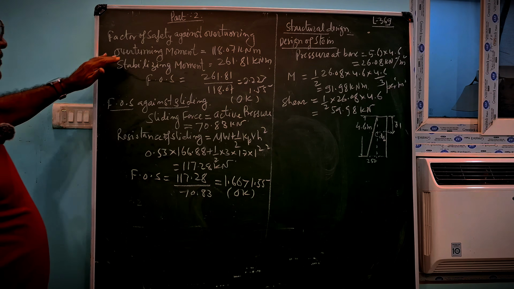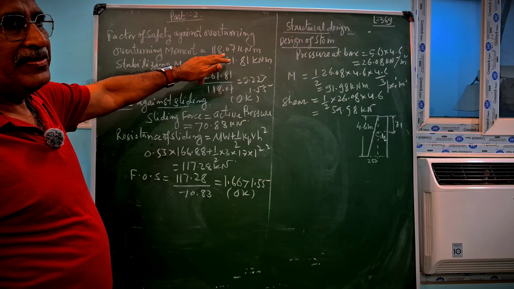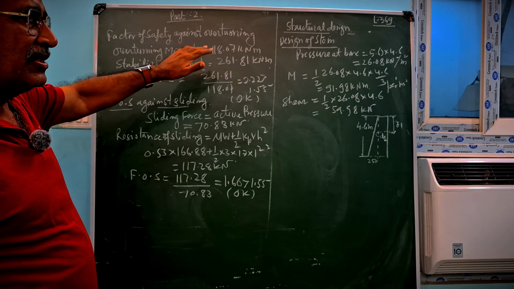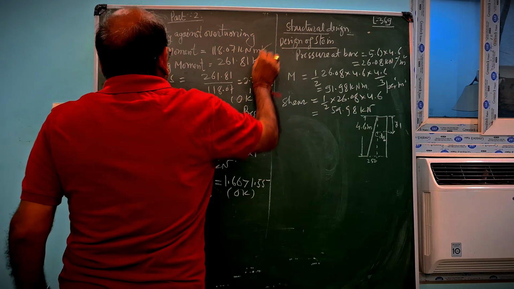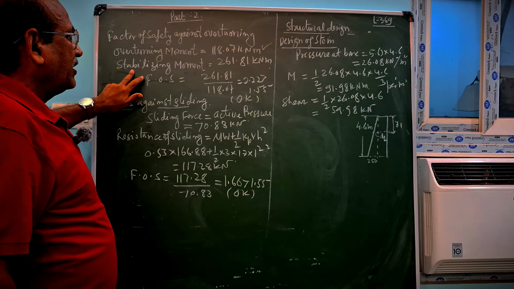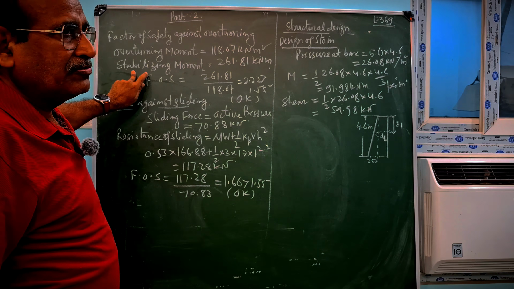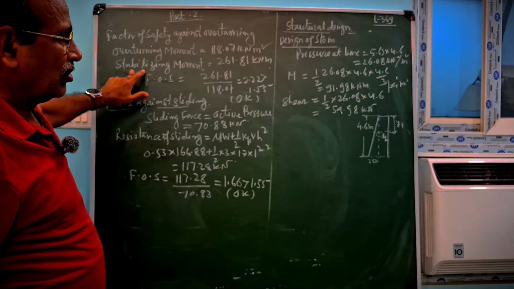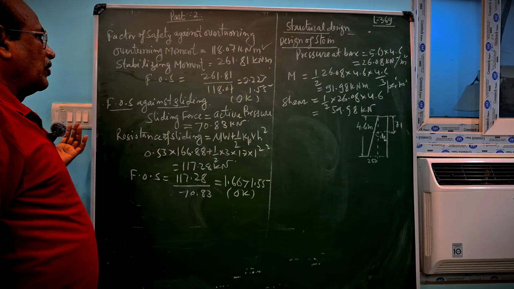So for the overturning moment, it is 118.07 kilonewton meter. This is the P value, that is P into H by 3. And the stabilizing moment equals 261.81 kilonewton meter, which we have calculated. This is because of the total vertical loads, which give the moment about A.